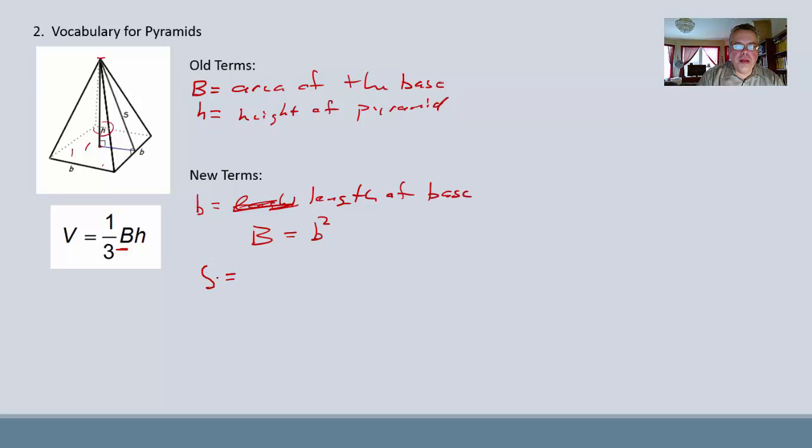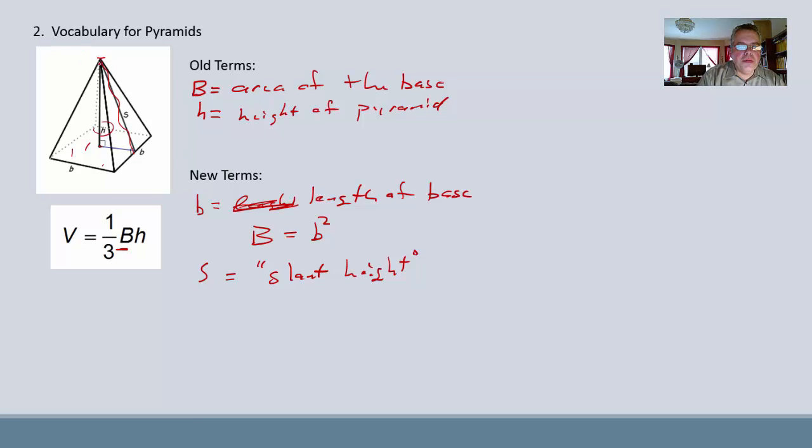We want to talk about S. S is called the slant height, because it's not straight up and down. It's along the side of the pyramid. So if you go to the top and measure the distance along the side, that's called the slant height. Now, slant height's easier to measure.